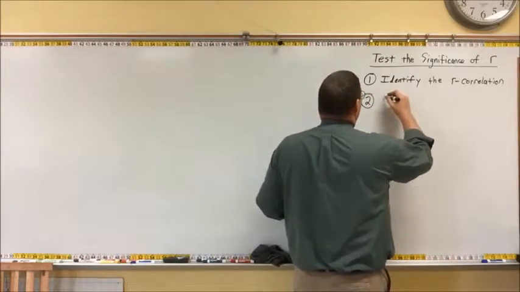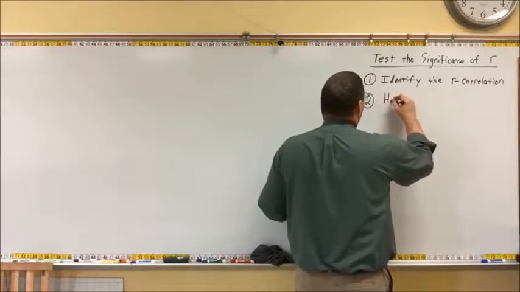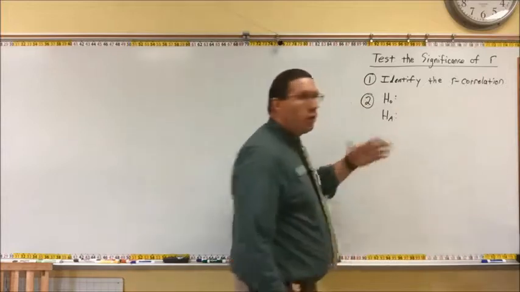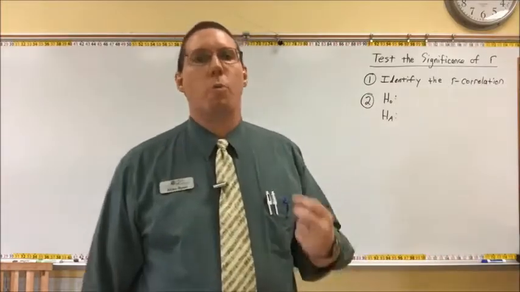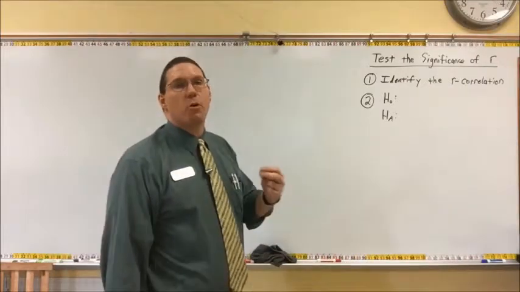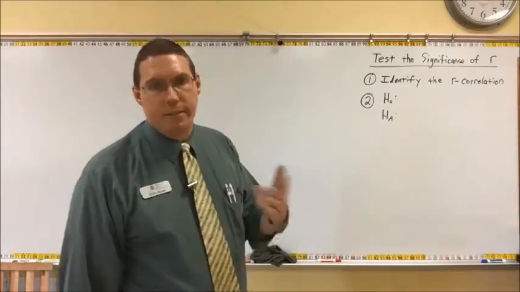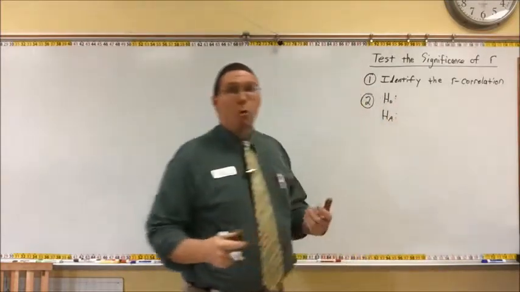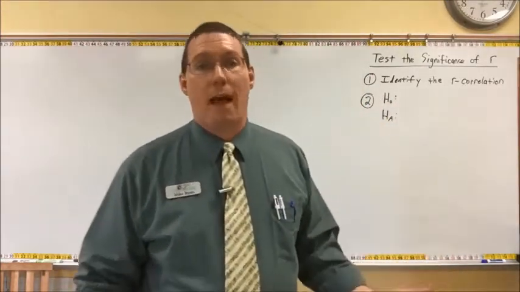Okay? So in this case, we're going to say that we have the null hypothesis and we have the alternative hypothesis. Now, the alternative hypothesis is always what it is that you're testing. And in this particular question, we're testing whether the correlation is not 0. So the null hypothesis is always the basic assumption when we don't have any data.